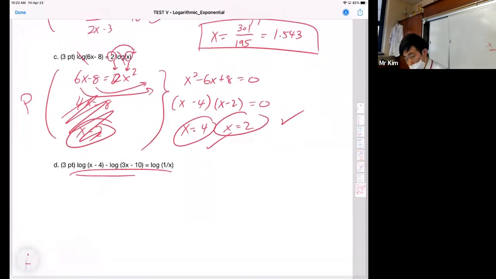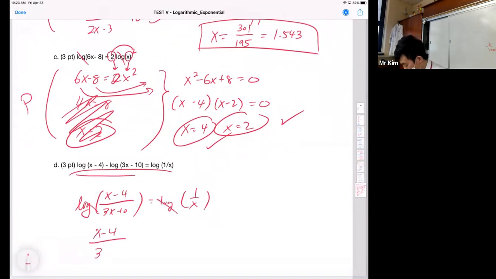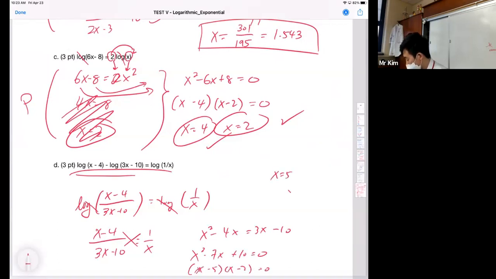Last one, yes, there was an extraneous solution. Log of x minus 4, 3x minus 10 is equal to log of 1 over x. Cross out the logs. X minus 4, 3x minus 10 equals 1 over x. Cross multiply. Move everything to one side. Factor. And then solve. Okay, x equals 5, x equals 2.